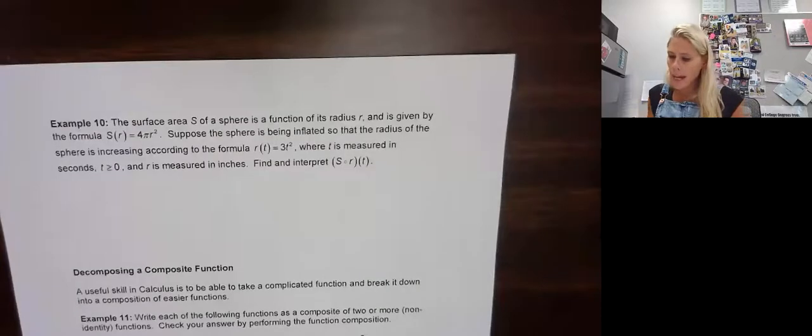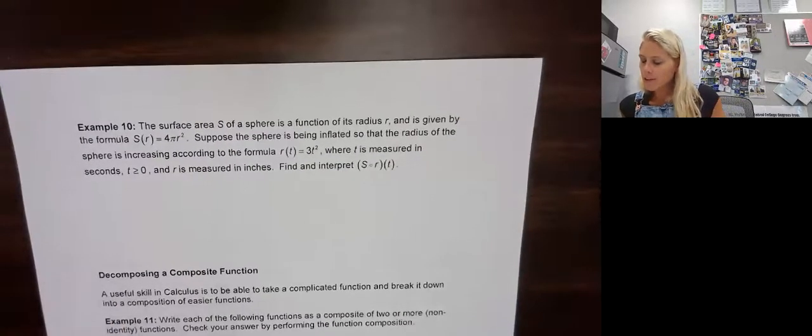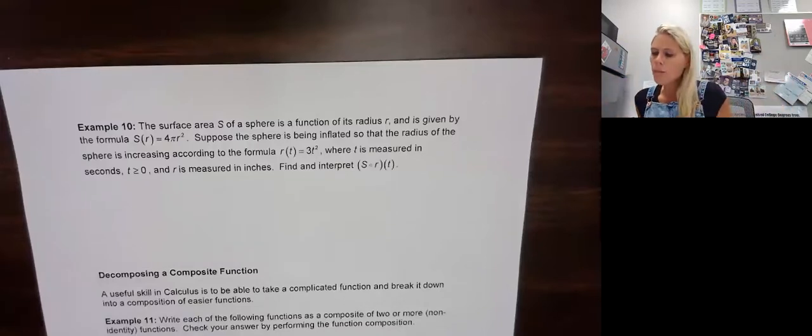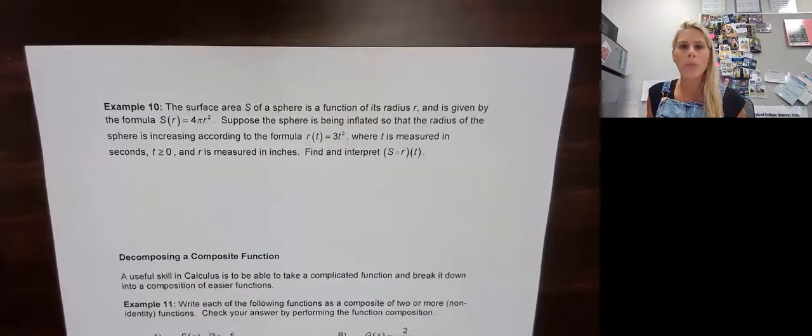All right, number 10. The surface area S of a sphere as a function of its radius is given by the formula S of r equals 4 pi r squared. Suppose the sphere is being inflated so that the radius of the sphere is increasing according to the formula r of t equals 3t squared, where t is measured in seconds and t is greater than 0 and r is in inches. You want to say t is greater than 0 because why would you have a negative time?